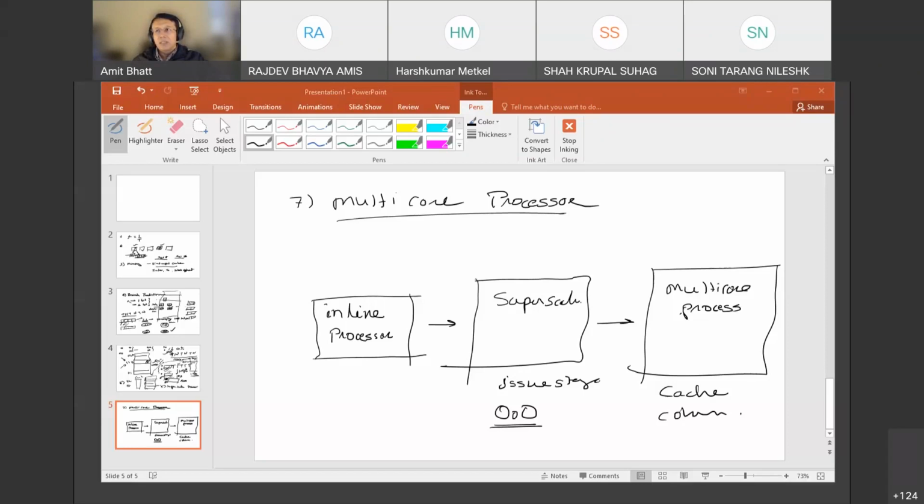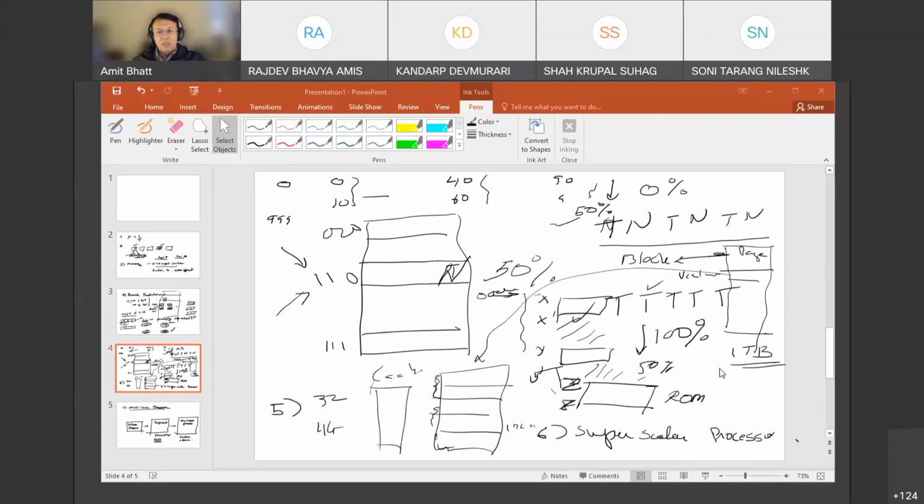Sir, I had a doubt in the previous slide about the predictor. Sir, I think that for the 2 branches that you have taken, it will be 50% and 100%, because each time the first branch predicts something, the second branch will always try to override it to true. Okay. So let us see it this way.